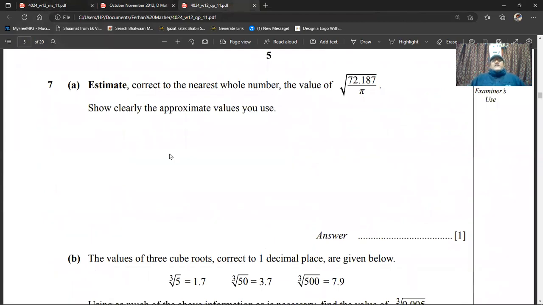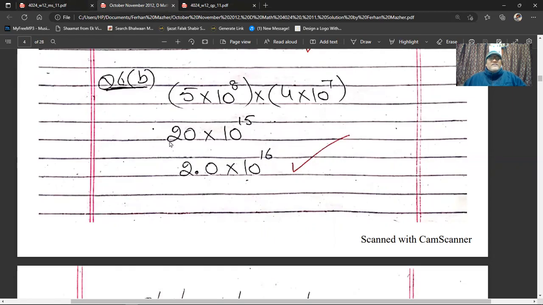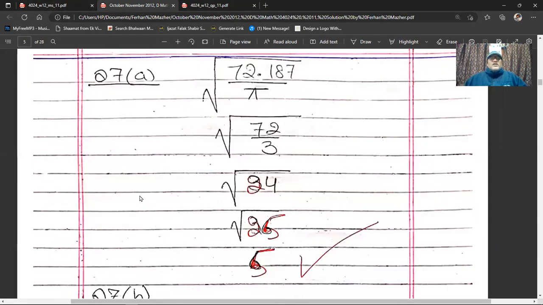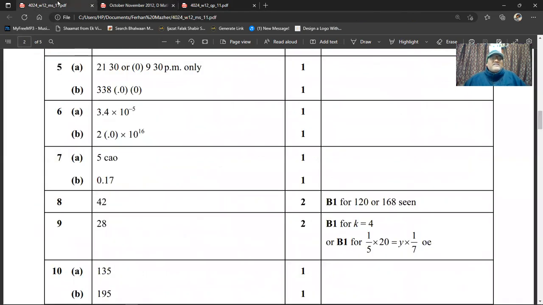Estimate correct to the nearest whole number the value of the square root of 72.187 divided by pi. Show clearly the approximate values you use. So this can be taken as 72, the pi will be taken as 3, and then we will do the calculation. 72.185 divided by pi, and the square root of this whole thing. So 72 divided by 3, that's 24. The nearest number whose square root I can take easily is 25. So in place of 24 I write 25, and its square root will be 5. So 5 is the answer.